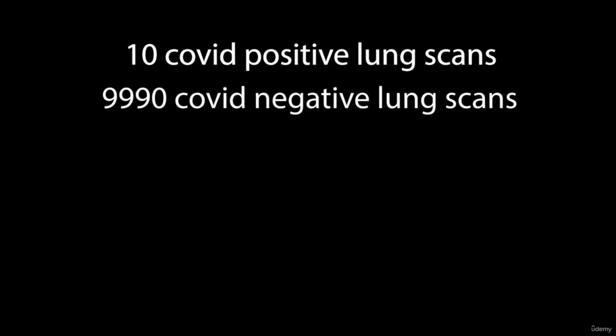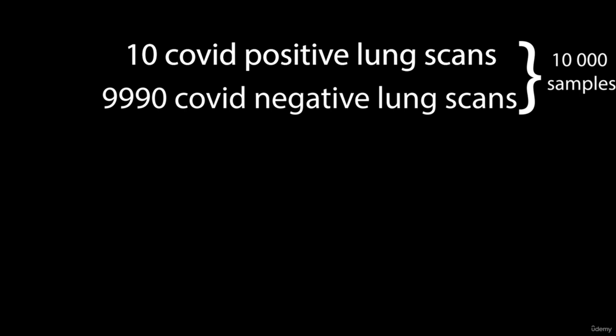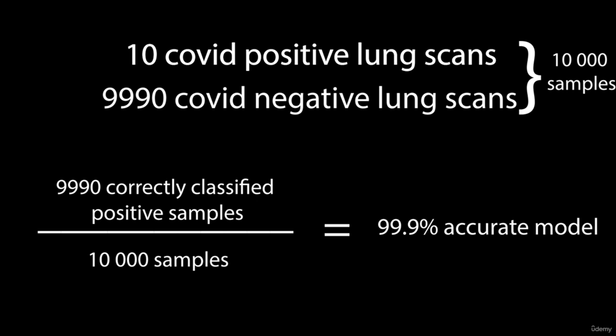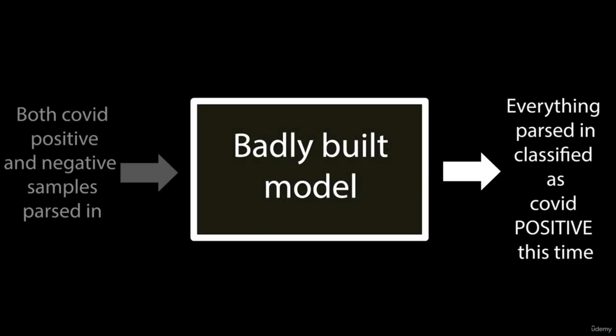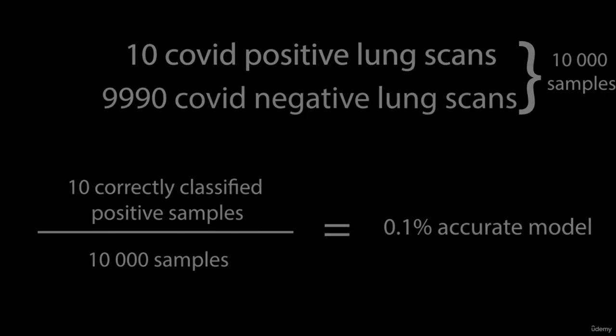However, if I had a testing dataset made up of 10 COVID-positive lung scans and 9,990 COVID-negative lung scans, which sums up to 10,000 lung scans overall, my model would correctly predict 9,990 of the 10,000 lung scans, which would show that it is 99.9% accurate. And remember, we are only talking about an extremely basic classifier that only outputs a negative prediction regardless of what is inputted. In the same way, if I had a classifier that only produced positive classifications, regardless of whatever was inputted, I would have 10 out of the 10,000 lung scans being classified correctly, which would mean that my classifier is only 0.1% accurate.